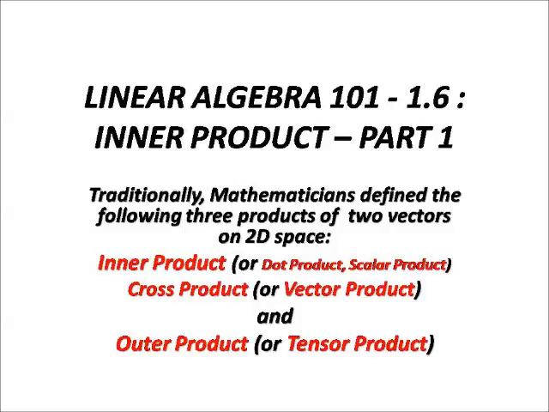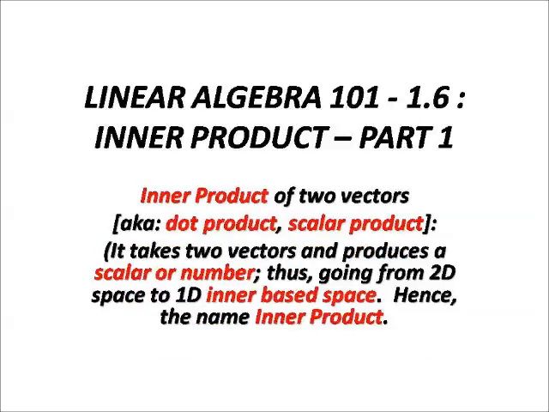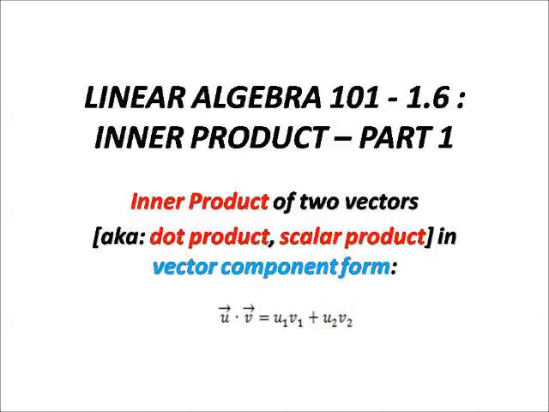Traditionally, mathematicians define the following three products of two vectors of 2D space: inner product, also called dot product or scalar product, cross product, and outer product. Inner product of two vectors, aka dot product, scalar product. It takes two vectors and produces a scalar or number, thus going from the 2D space to the 1D base space. Hence called inner product, going inside the base.